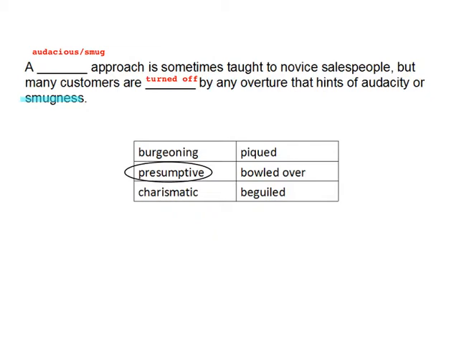So we don't want to turn off the customers by appearing smug. On the other end, beguiled doesn't mean turned off. Bowled over, it's not like this smug approach is knocking customers down on the ground or something. So even if you don't know the word piqued, it's a good guess here in this instance if you do know beguile from your vocab list and you know what bowled over means.